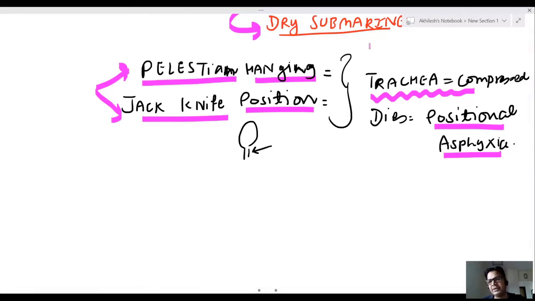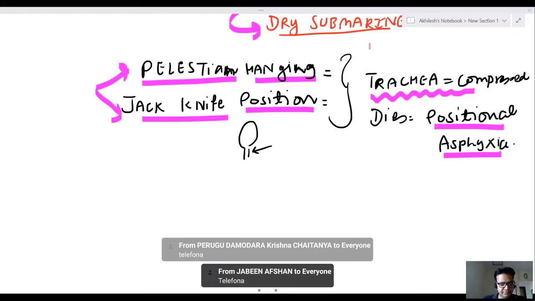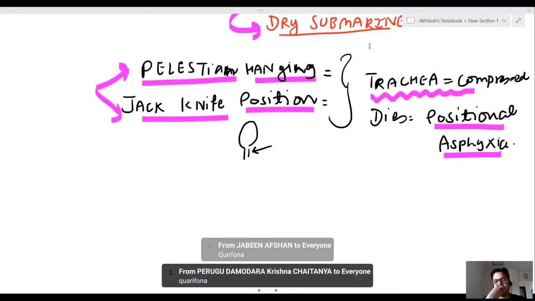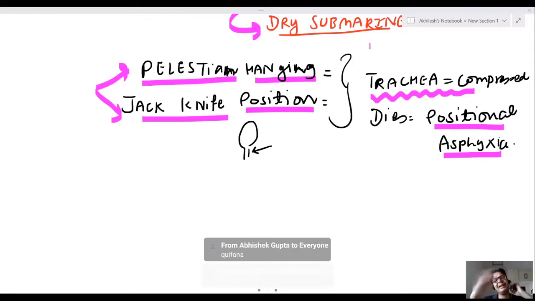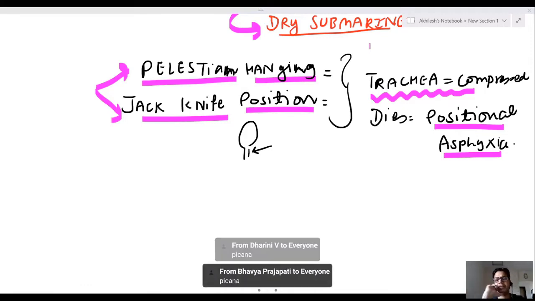Now, Doctor, do a little revision with me. Slapping on the ear is known as telephona. Beating on the abdomen is known as quirafona. Electric torture is known as... torture is a different thing. Torture means you are torturing. If you catch someone and beat them, grievous hurt and a lot of IPC sections will apply. Leave that aside. Cattle pod on genitalia; otherwise it is picana.